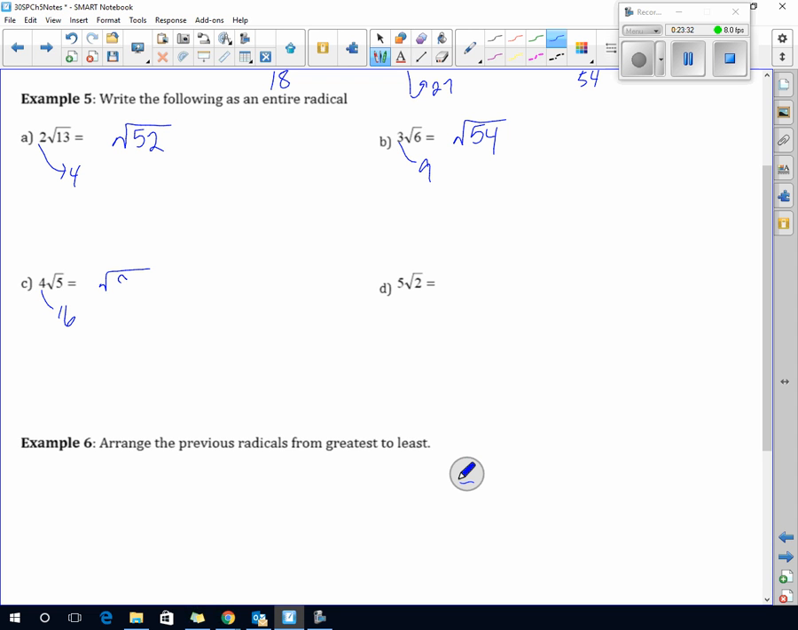The only way you can order radicals from greatest to least is if you look at them as entire radicals. You did this in grade 10. So what is the greatest? The root 80. So 4 root 5. Then what? The 54. So then 3 root 6. Then after 54 would be 52. So 2 root 13. And then last would be the root 50, which would be 5 root 2.